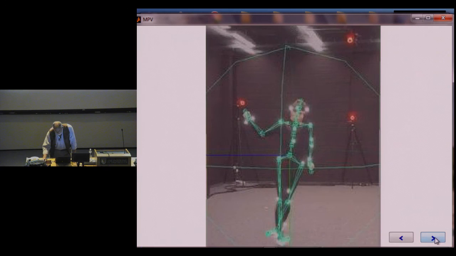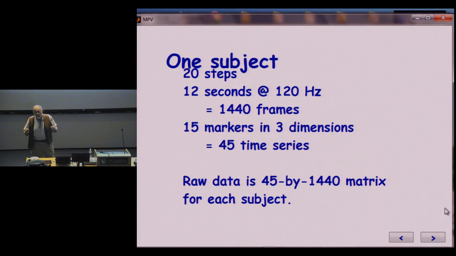Troje took a number of subjects. He'd put one of his grad students on a treadmill and get him walking. And when he got an even pace, he'd turn on the equipment and take several seconds of motion data at 120 frames per second. There were 15 markers on the body. Each of those is moving in three dimensions. So he gets 45 functions of time for one subject. So the raw data has 45 rows and a couple of thousand columns.